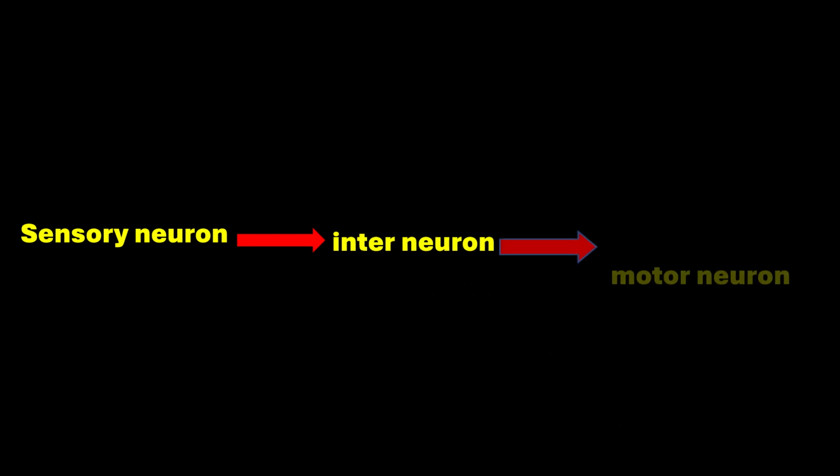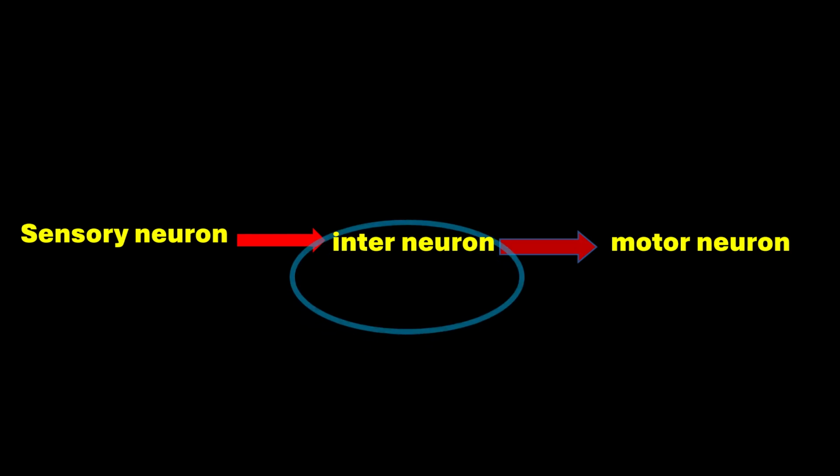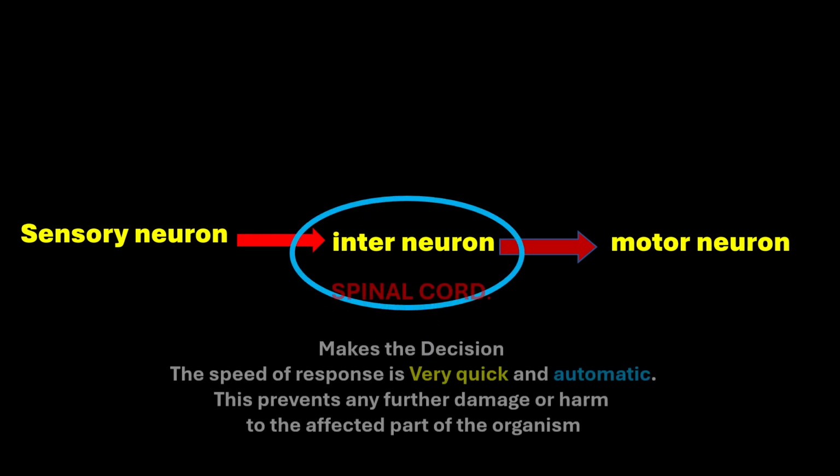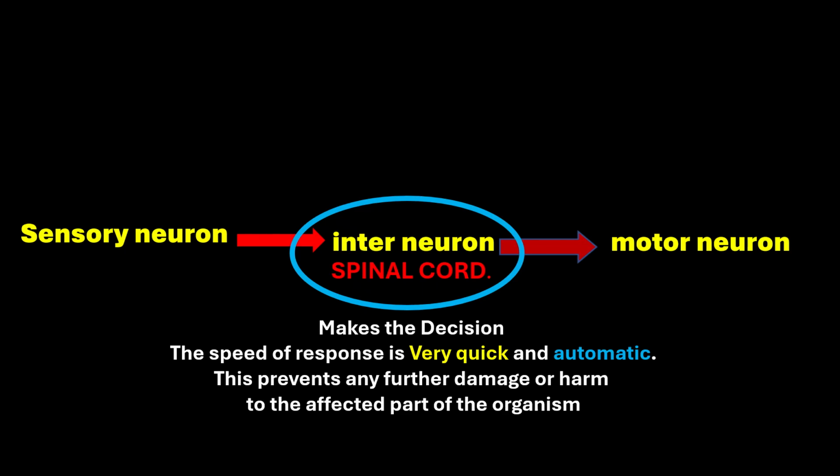Then, if we put all these three neurons together, that's sensory, transmitting information to inter, and then from interneuron to motor neuron, what we need to know is that the interneuron is mostly situated inside the spinal cord. When you have a situation like this, you can see something is missing. We don't have the brain here. We have only the sensory neuron, interneuron in the spinal cord, and the motor neuron.